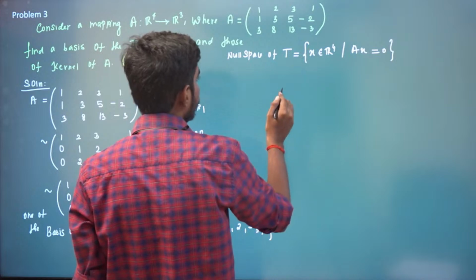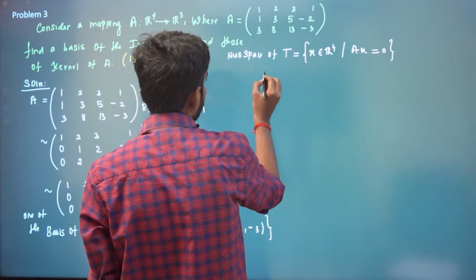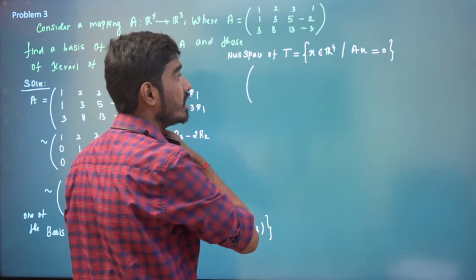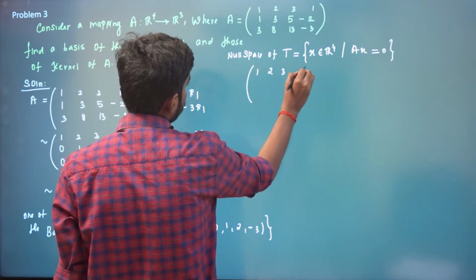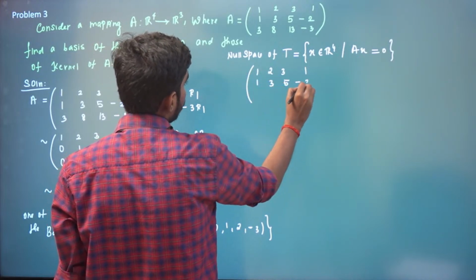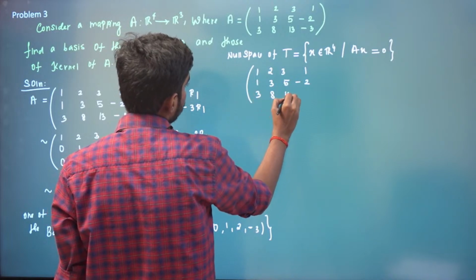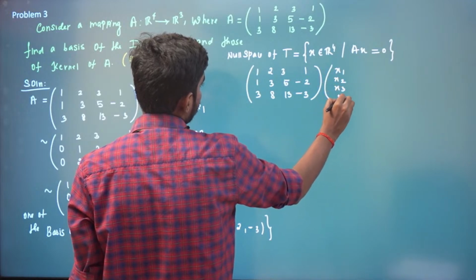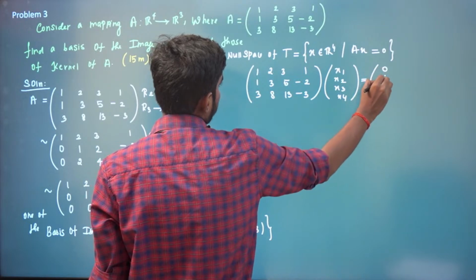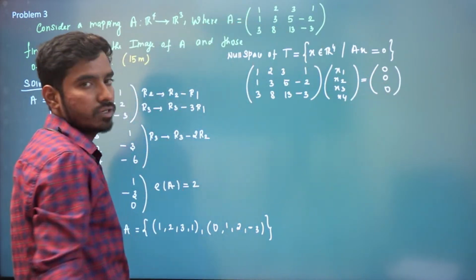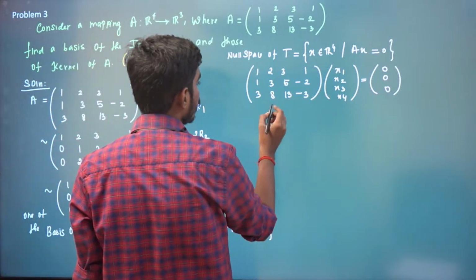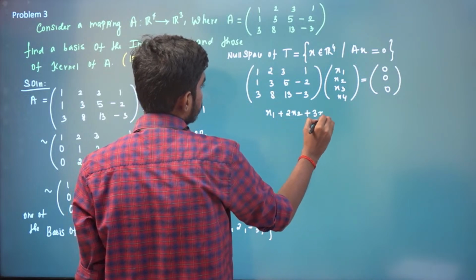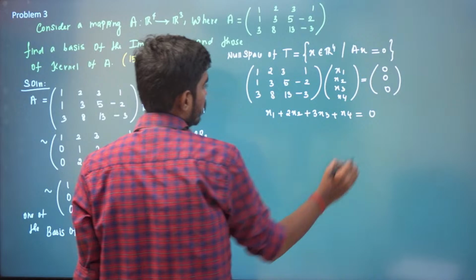Let us say that x is x1, x2, x3, x4. So we need to find x1, x2, x3, x4 such that A, which is 1, 2, 3, 1, 1, 3, 5, minus 2, 3, 8, 13, and minus 3, times x1, x2, x3, x4, is equal to the 0 vector of R3, that is 0, 0, 0. So this reduces to a homogeneous system of linear equations: x1 plus 2x2 plus 3x3 plus x4 is equal to 0.